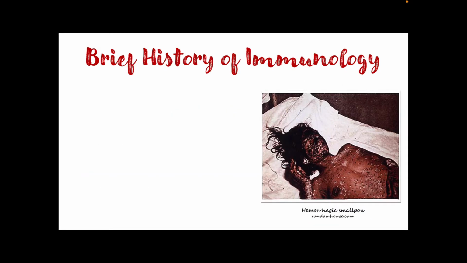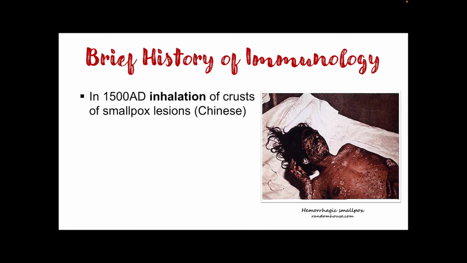Let's have the brief history of immunology. The first written records date back to the 1500s, when the Chinese developed a practice of inhaling powder from smallpox lesions or scabs in order to produce protection from this dreaded disease. Smallpox is caused by a virus known as variola. That's why the practice of deliberately exposing an individual to material from a smallpox lesion was known as variolation.